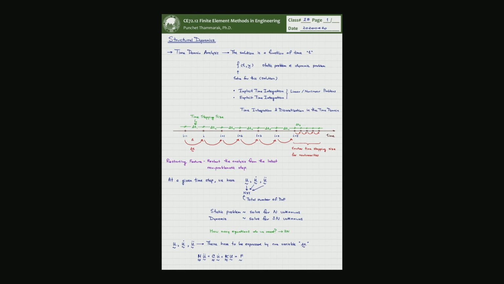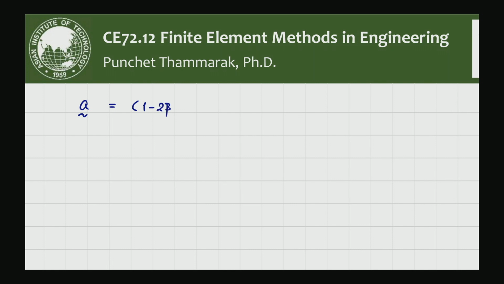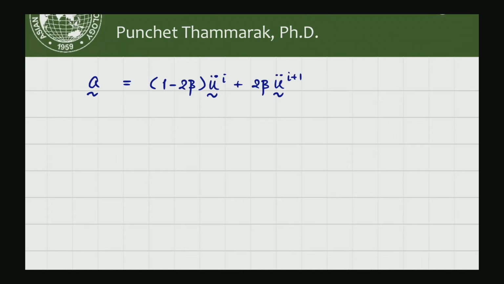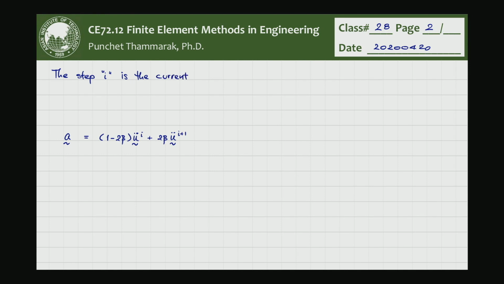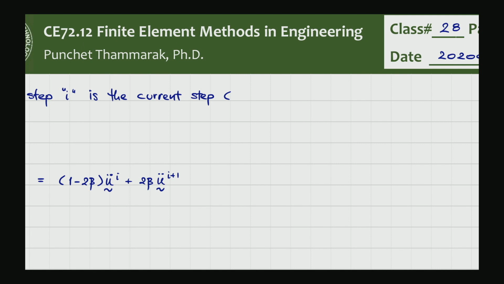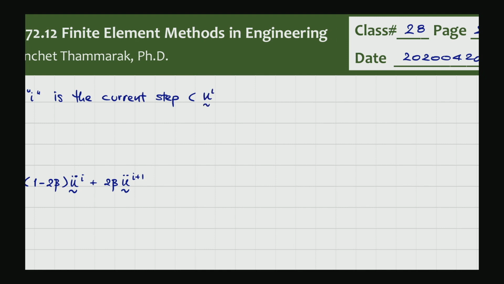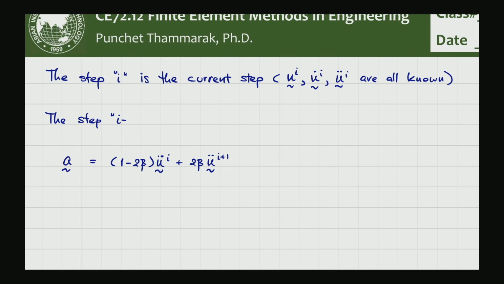The A comes from some technique of averaging or weighting of the acceleration from the step i and the step i plus 1. This step i is the current, we call it current step, and we associate the current step with the sense of having everything being known. Everything was solved already. u dot i and u double dot i are all known, and the step i plus 1 is the step of our interest.